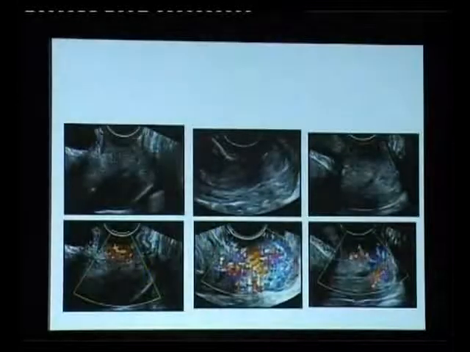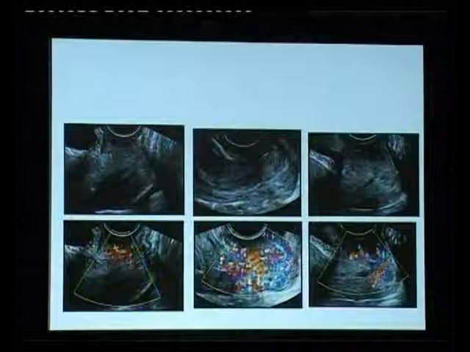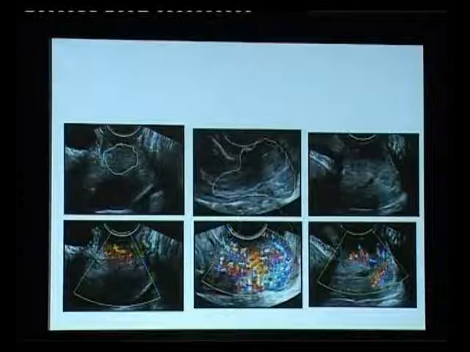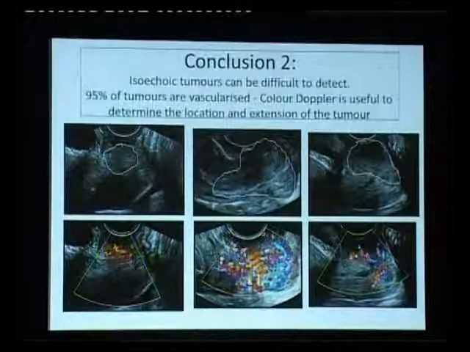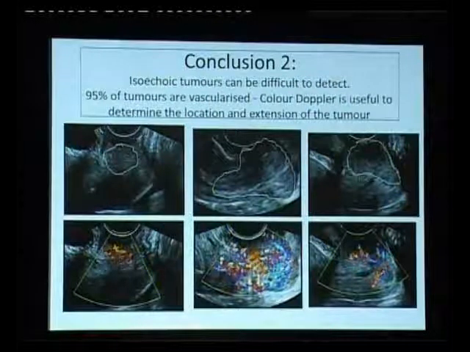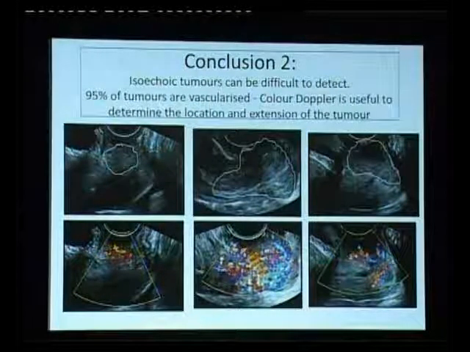Here we have 3 cases of cervical tumors. You can all see that it's quite difficult to delineate the tumors using only grayscale ultrasound. When we put on color Doppler, we can see that there are regions in these tumors that are more vascularized. So the second conclusion from this study is that also in isoechoic tumors, we can have great help from color Doppler, because it can help us to localize the tumor.